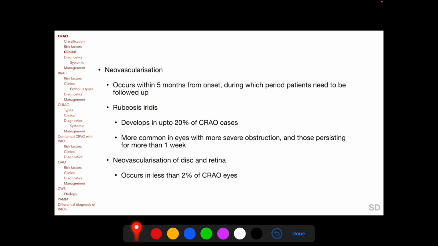Neovascularization of the iris develops in up to 20% of eyes with CRAO, but neovascularization of the disc and retina is less common in CRAO. So this is similar to central retinal vein occlusion, where also neovascularization of the iris is more common than neovascularization of the disc and the retina.